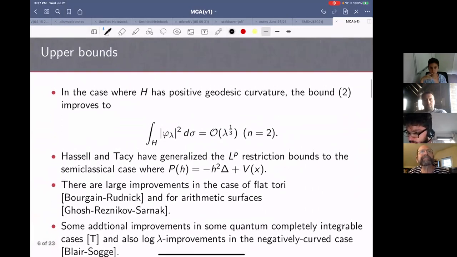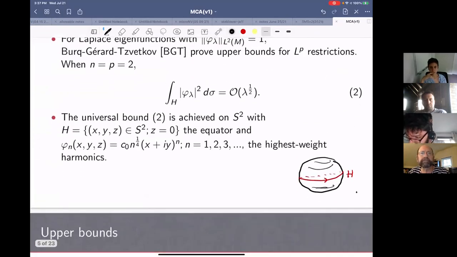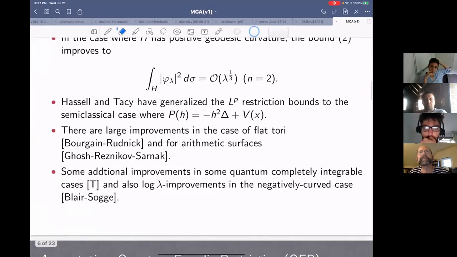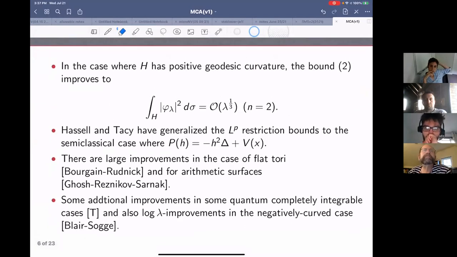In the case where H has positive geodesic curvature, so it's, for example, not a geodesic, if you go back to this picture here, you could take, for example, a latitudinal circle that's off the equator, right? If you take such an H, then you can improve the L2 restriction bound to lambda to the 1/6. And again, this is sharp. And this was already proved in Burq, Gérard and Tzvetkov.